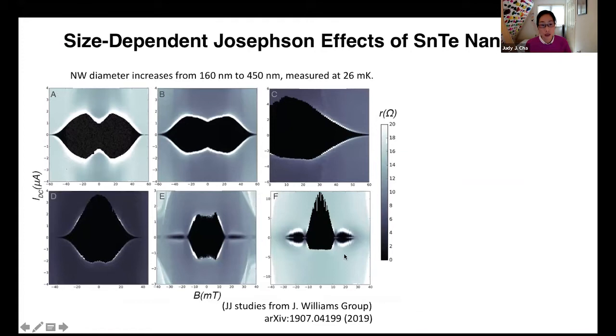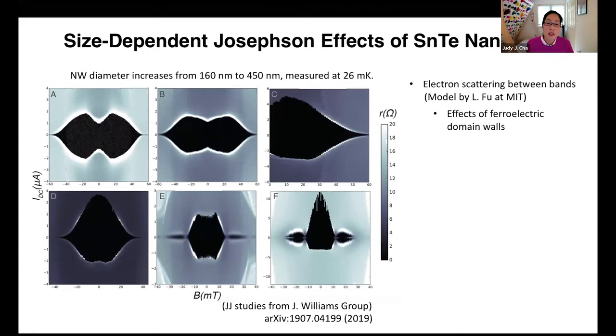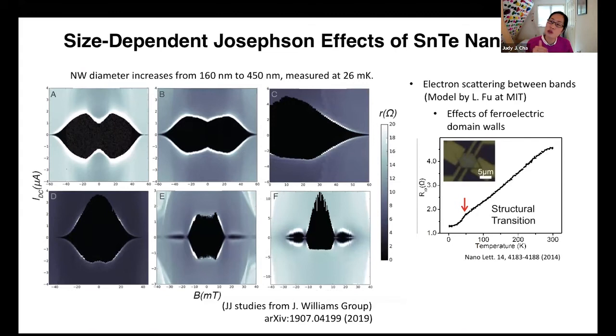The model that Liang Fu developed requires interactions between multiple surface bands of tin telluride. And it requires that the size of the bands at the Fermi level be different. How do you microscopically realize this? One possible way is ferroelectric domains. So tin telluride, when you cool it, goes through a structural transition from cubic to distorted rhombohedral. And you can see that by a kink in the resistivity measurements here. And you will then have lots of ferroelectric domains. And at the domain walls, we think we can enhance the electron scattering or the interactions between the bands.